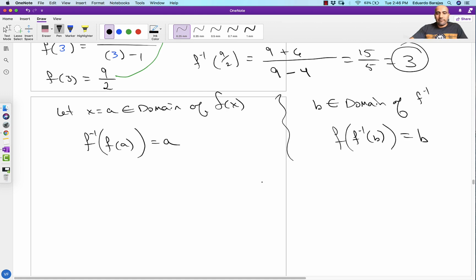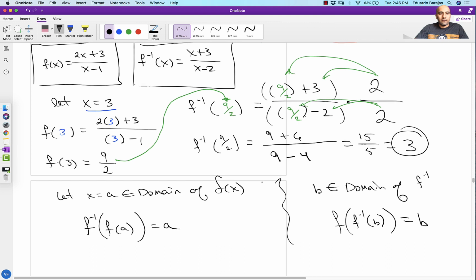So, remembering the equations of f and f inverse are those. Here I want to show that f inverse of f of a. F of a would be to replace each of these x's with an a. So that would be equal to, let me put it in blue, 2a plus 3 divided by a minus 1. This is the output of a. When you plug a into f, you get this. Now you take that output and you plug it into f inverse. I want to show that these two operations will bring me right back to a.